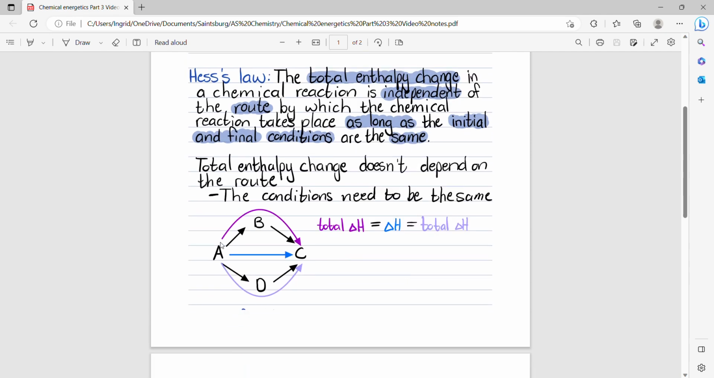Okay, so it doesn't depend on the route. The total enthalpy change doesn't depend on the route taken. It's like gravity. Gravity doesn't depend on the route that you take, but friction does. The longer route you take, the more the friction is. So it doesn't depend on the route.